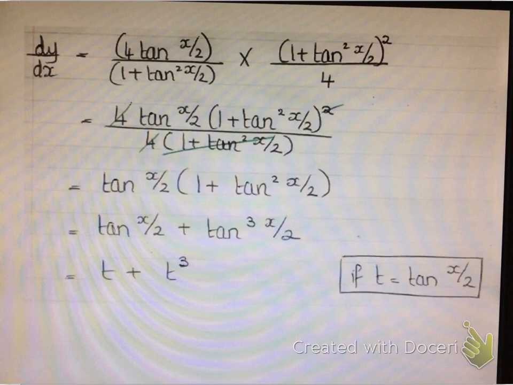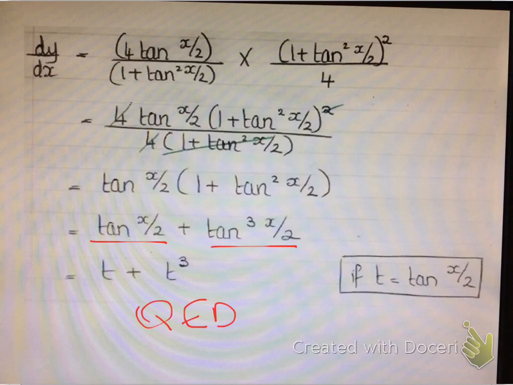Now we can multiply out the top, and we'll get tan x over 2 plus tan cubed x over 2. Now we're nearly finished. The last thing is, let t equal tan x over 2. So if t is equal to tan x over 2, we can just sub in. This is t, and because this is tan cubed x over 2, this will be t cubed. And you have now written it in the format they wanted. They said show that dy/dx is equal to t plus t cubed. So we have it shown.